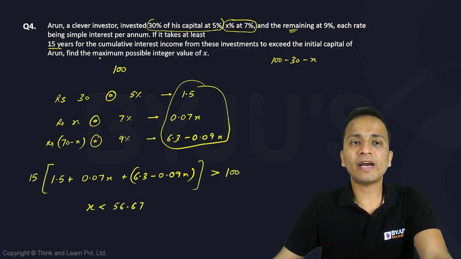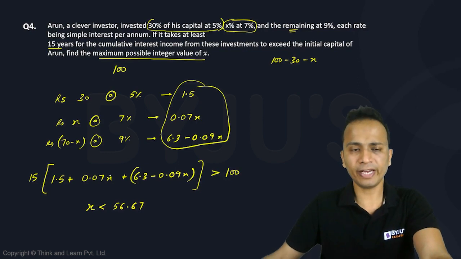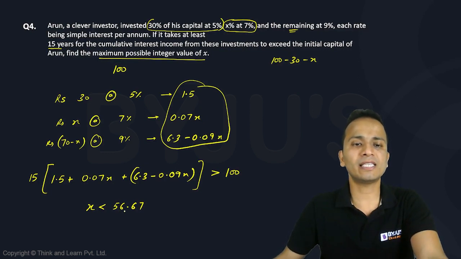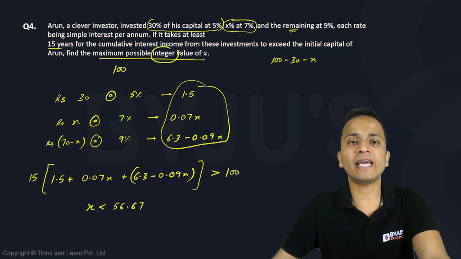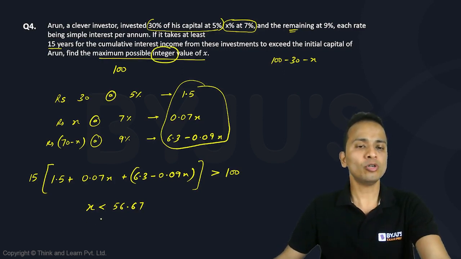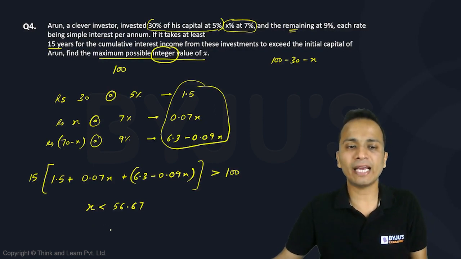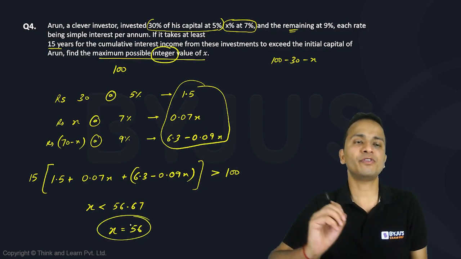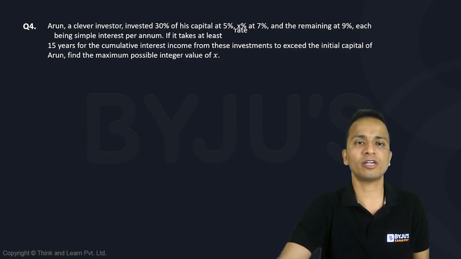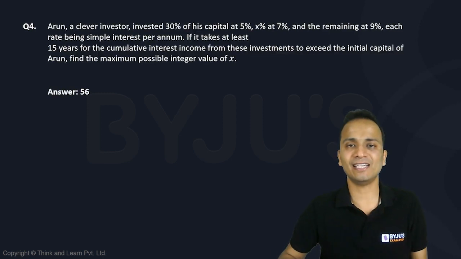Now here we have to find out the maximum possible value of x. Since x is less than 56.67 and it is also given that x is an integer, just below 56.67, the maximum value that x can take will be equal to 56, and hence 56 will be the correct answer for this question, and that is the answer. So it was very simple and straightforward.